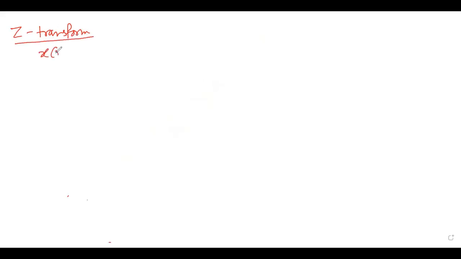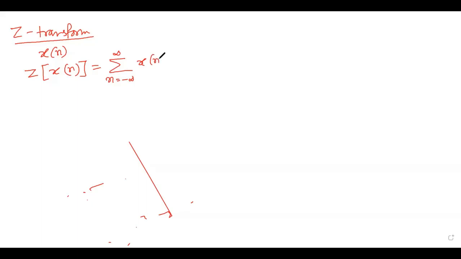If we have a discrete signal x[n], then the Z transform of the discrete signal x[n] is defined as the summation, n equal to minus infinity to plus infinity, of x[n] z to the power minus n.